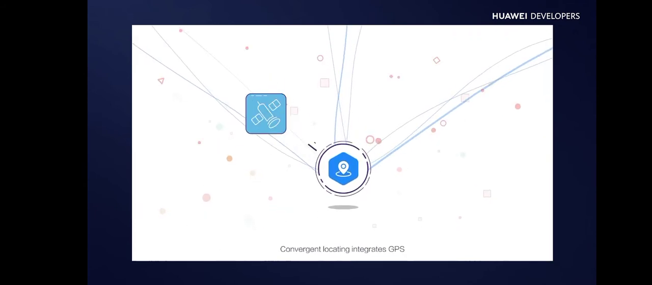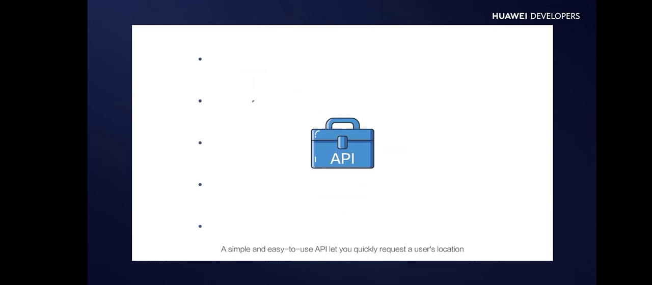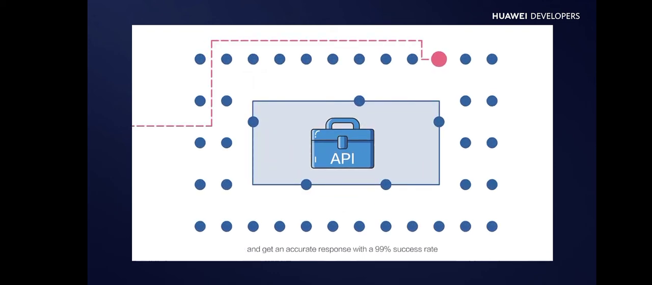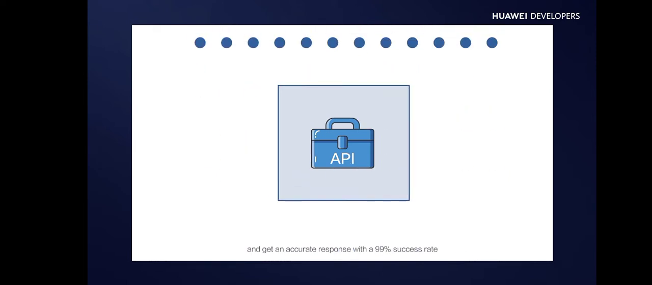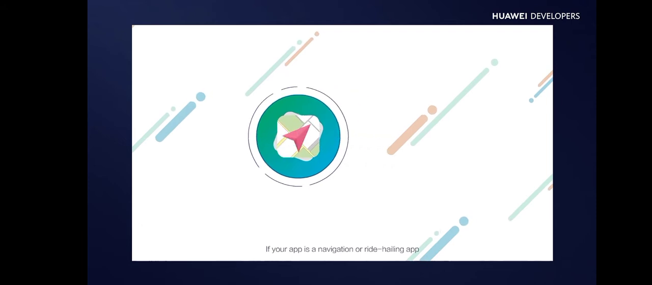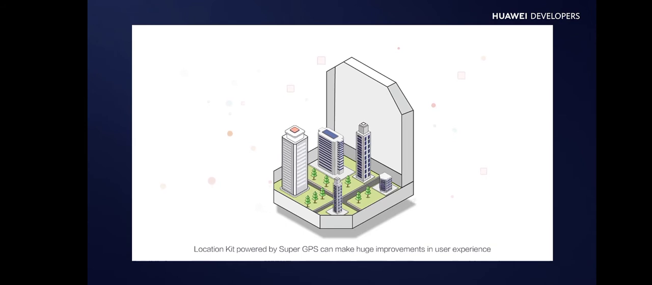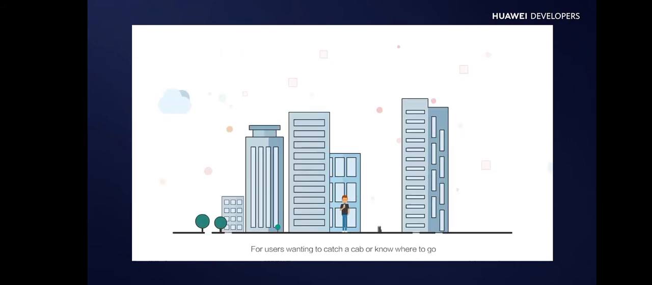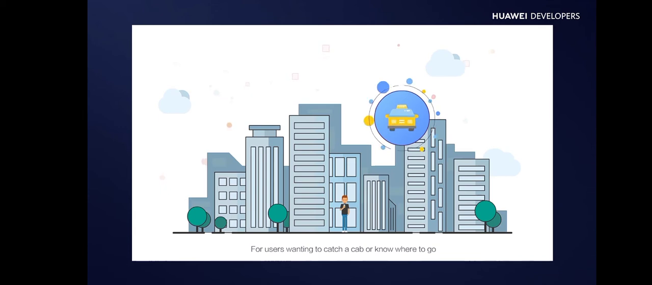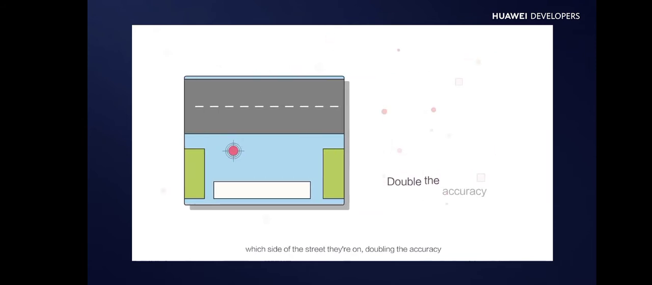Convergent locating integrates GPS, Wi-Fi, and base station location data. A simple and easy-to-use API lets you quickly request a user's location and get an accurate response with a 99% success rate. Location Kit also supports offline locating, which greatly reduces your app's power consumption. If your app is a navigation or ride-hailing app, Location Kit, powered by Super GPS, can make huge improvements in user experience. For users wanting to catch a cab or know where to go, an app integrated with Location Kit can accurately tell which side of the street they're on, doubling the accuracy.